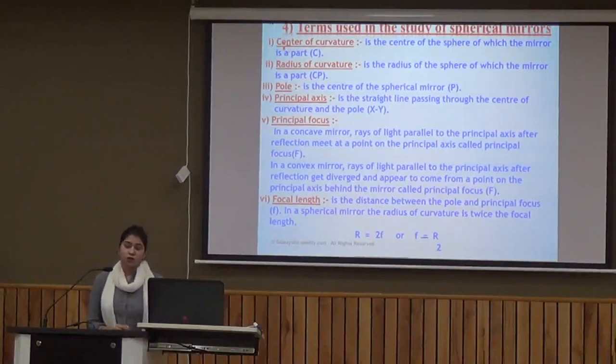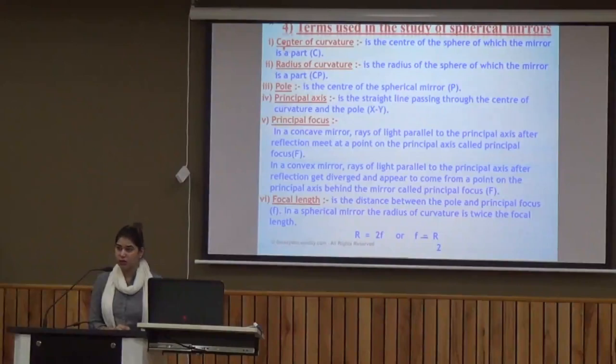Then we have the principal focus, as we have studied earlier. In a concave mirror, the rays of light which are parallel to the principal axis meet at a point after reflection, which is known as the focus. And in a convex mirror, the rays of light which are parallel to the principal axis get diverged after reflection and appear to come from a point which is known as the focus.